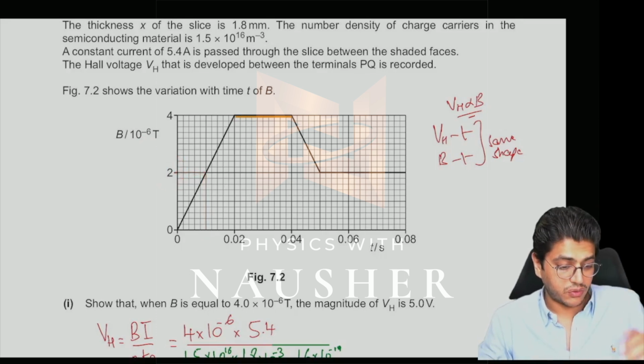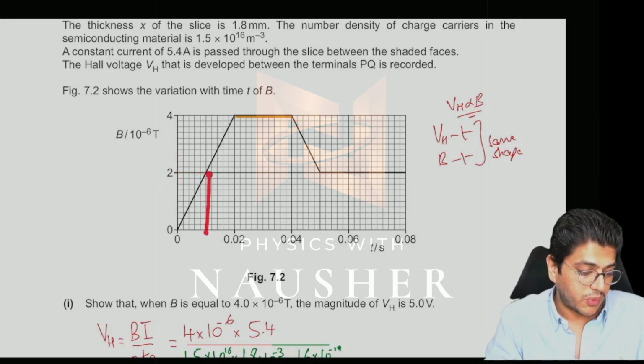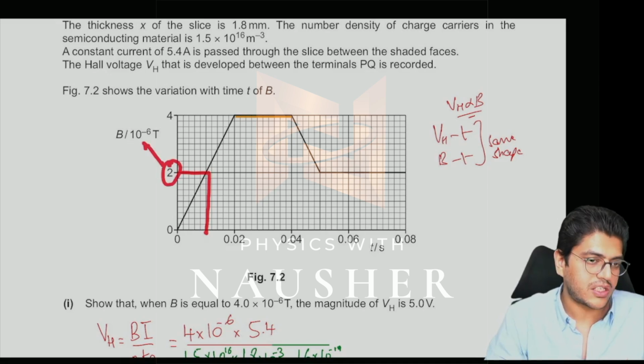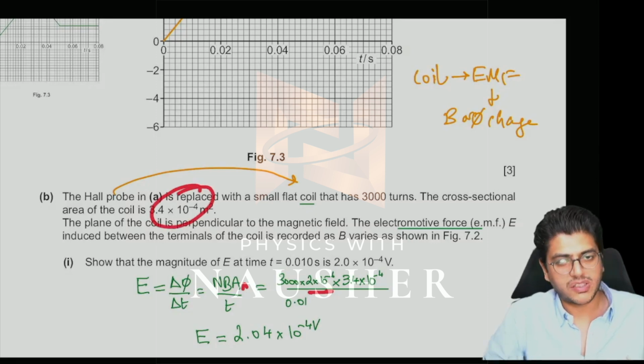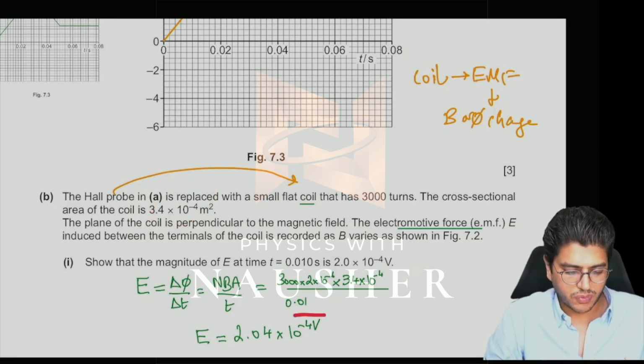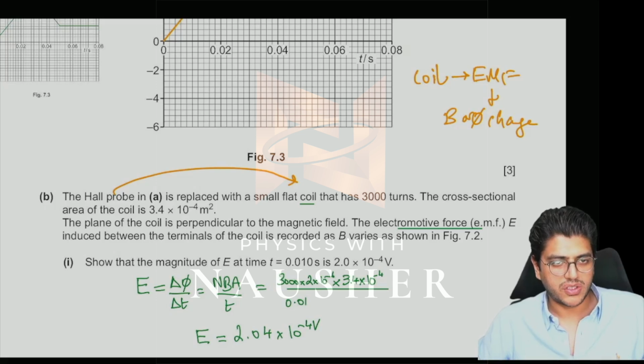I was making a mistake. I was not reading the time. At 0.01, the flux density is 2 into 10 to the minus 6. So you put 2 into 10 to the minus 6, area 3.4 into 10 to the minus 4, plug it in, divide by the time 0.01, and your EMF is 2.0 into 10 to the minus 4. Voila, you have the right answer.